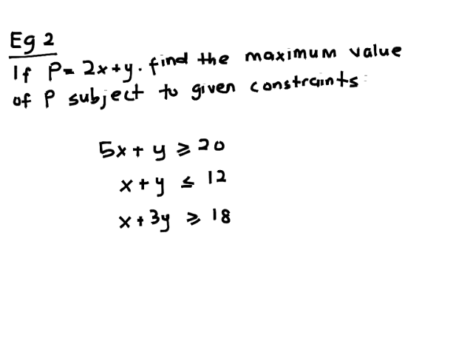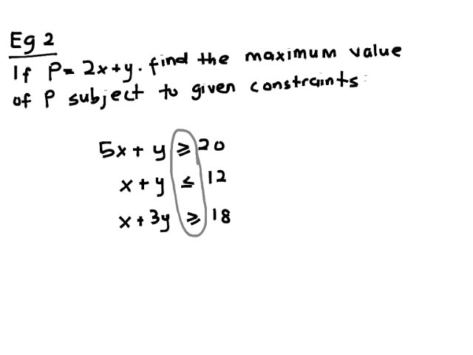So let's say we have the second example here. If p equals 2x plus 5, find the maximum value of p subject to the given constraint. Now we are dealing with a constraint, meaning that we will have an inequality expression, meaning that we are dealing with the 4 symbols that I mentioned earlier. So we can see that we have greater than or equal and less than or equal.